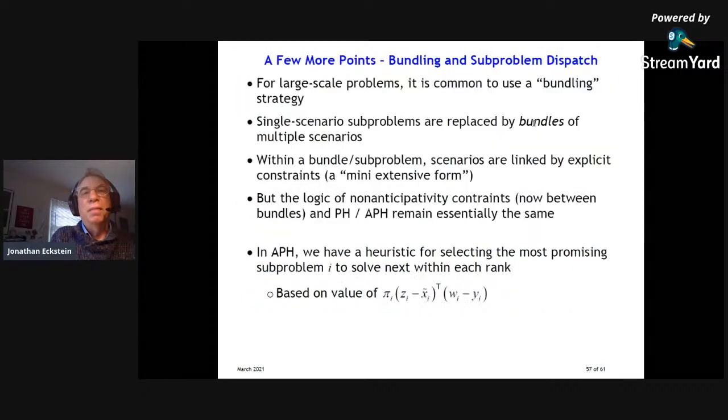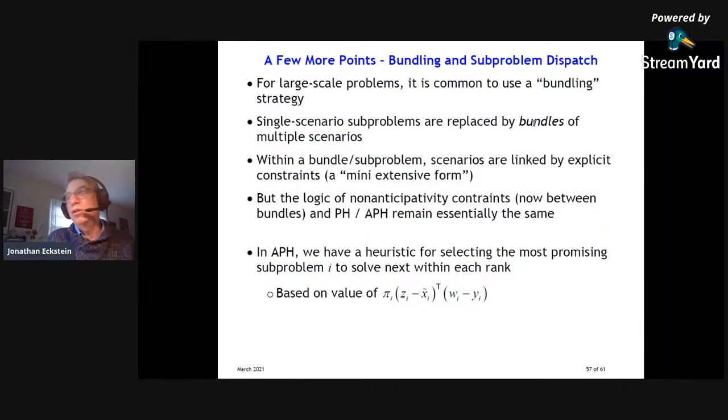Now, for big problems, we do something called bundling. Instead of having individual scenarios, we bundle groups of quite a large number, maybe even 1,000 scenarios together. So the scenarios in progressive hedging or asynchronous progressive hedging are actually groups of scenarios from the original problem, but they still have to be related to each other in exactly the same way.